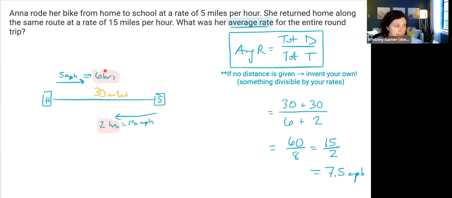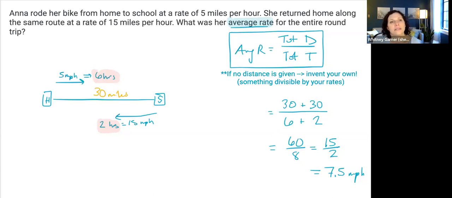So a couple of things. Again, if we're going to solve it formally, we're going to use our average rate formula. If they don't give me a distance, which to be fair, they rarely do, I can invent my own, which is great. And then if I know it's not going to be the basic average, I'm going to plug it all in. It won't be the exact, plain, straightforward average.